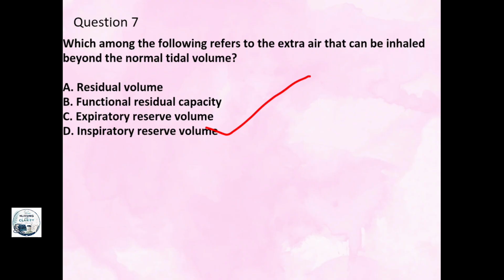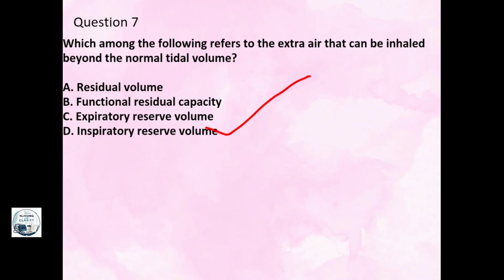So now, what is the meaning of tidal volume? It means the amount of air that goes in and comes out of your lung with one normal breath. So this is called tidal volume. So here the question is extra air that can be inhaled beyond the normal tidal volume. So therefore option D is the correct answer. Now what is the meaning of inspiratory reserve volume? It is the extra air you can breathe in after a normal inspiration, which is directly linked to this question. So the correct answer is option D.